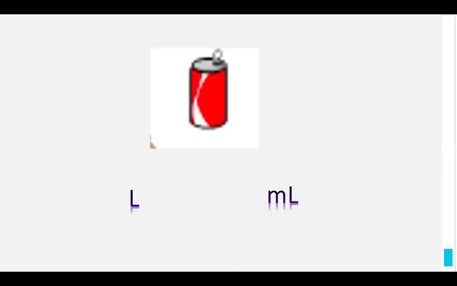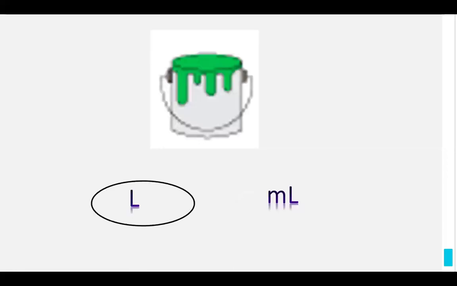So again, for measuring area, you count only the squares that you see in a flat surface. For measuring capacity, we measure according to the size of the container. If it's a big container, we measure it in liters. When it's a small container, we measure it in ml or milliliters.